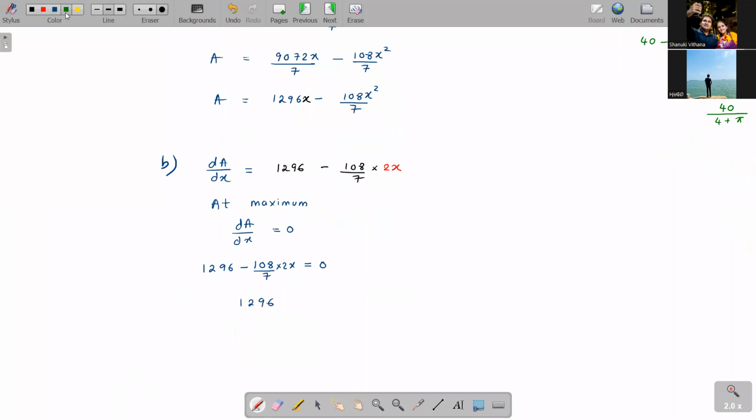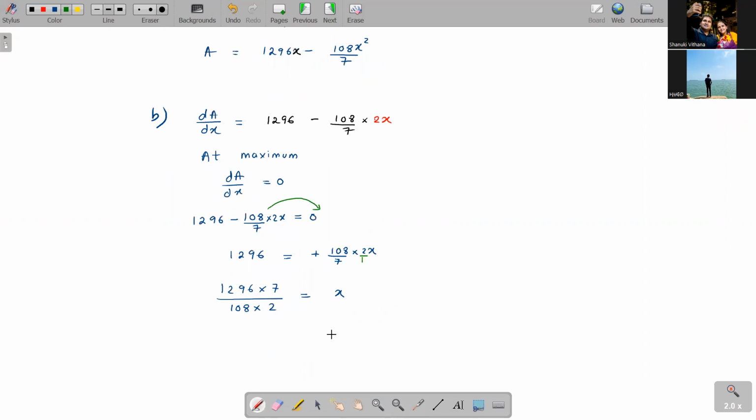1296. Shall I move this to the other side? Minus 108 over 7 times 2x becomes plus 108 over 7 times 2x. So making x the subject, 1296, the 7 comes as a division, and the 108 and 2 are a multiplication. So the 2 comes down, 108 comes down, 7 goes up.